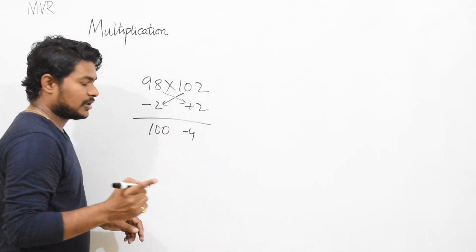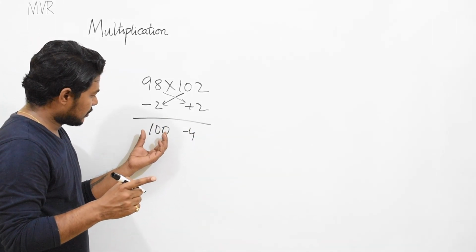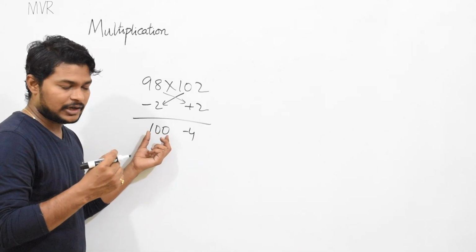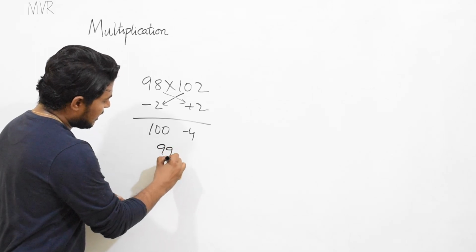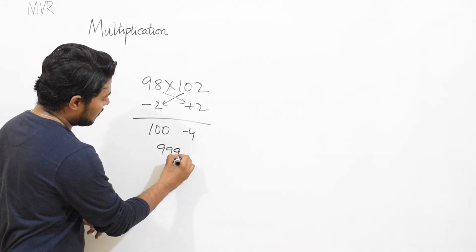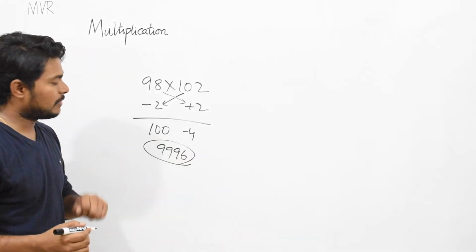The symbol is minus. Now what you need to do is subtract this from this. If you remove one value, this will become 99, and from the 100, the base value, you need to subtract this, so this will be equal to 96. 9996 will be the answer.